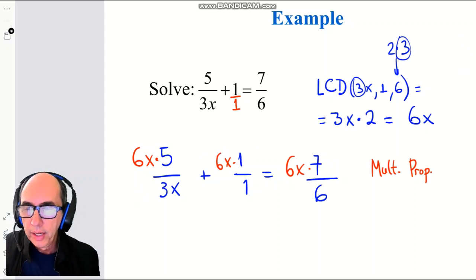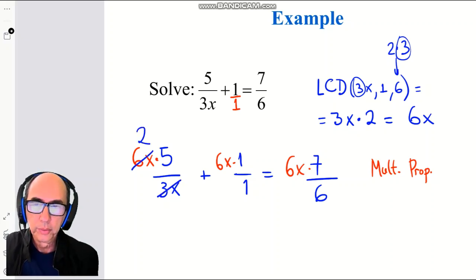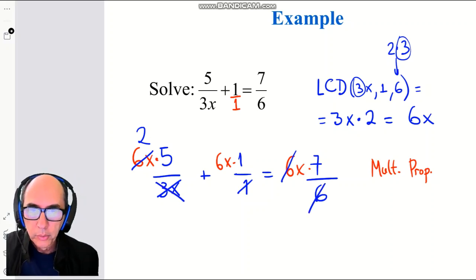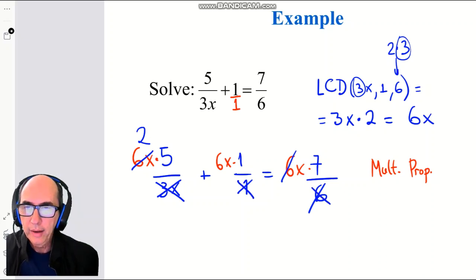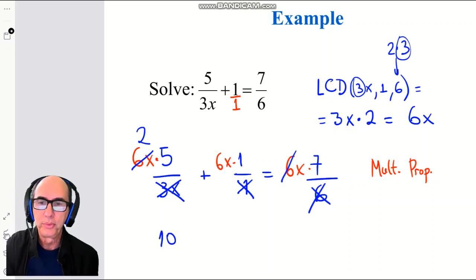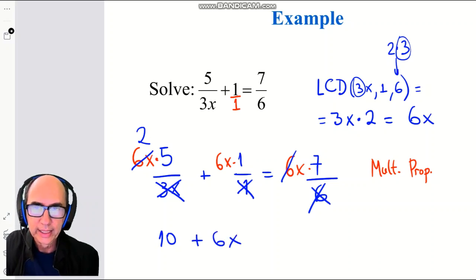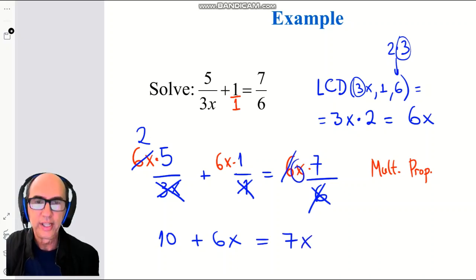Okay, now 6x divided by 3x is a 2. And 6 divided by 6 is 1. And now check what happened. We canceled all the denominators. We have only numerators, just the top, right? Integers and variables on the top. 6x and 7. We still have this x here, 7x.